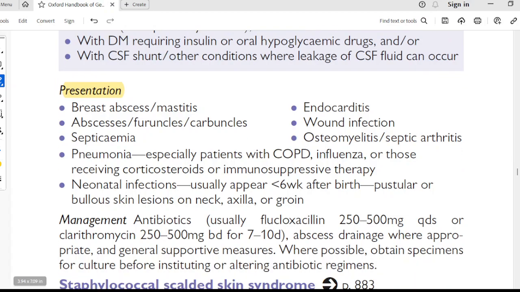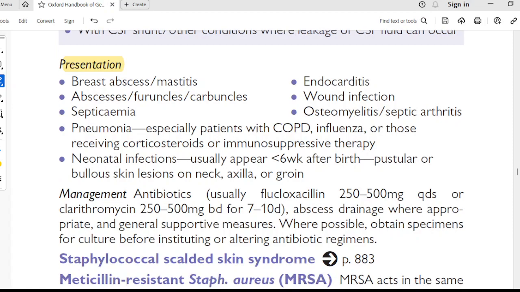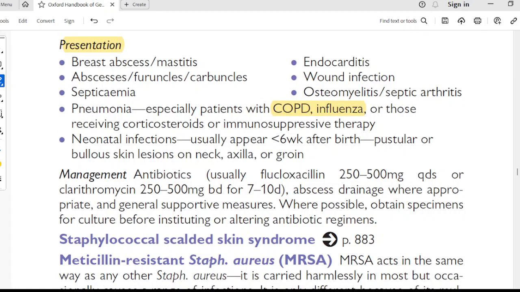Presentation: Staphylococcus causes breast abscess and mastitis, abscesses, furuncles, carbuncles, septicemia, endocarditis, wound infection, osteomyelitis, septic arthritis, pneumonia, especially in patients with COPD, influenza, or those receiving corticosteroids or immunosuppressive therapy. Neonatal infections usually appear in less than 6 weeks after birth, with pustular or bullous skin lesions on the neck, axilla, or groin.